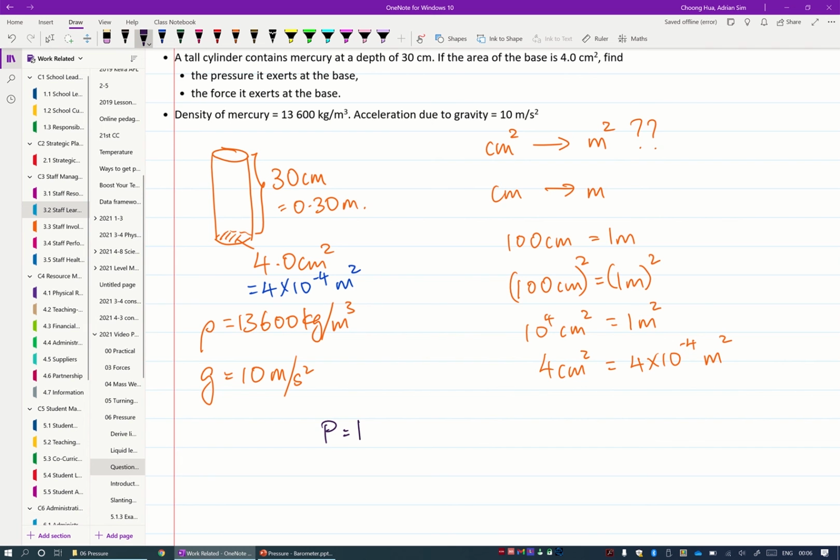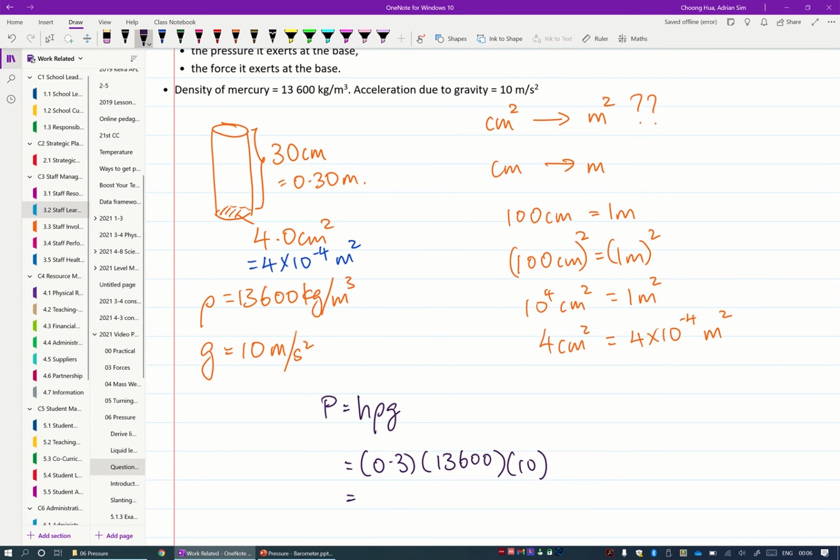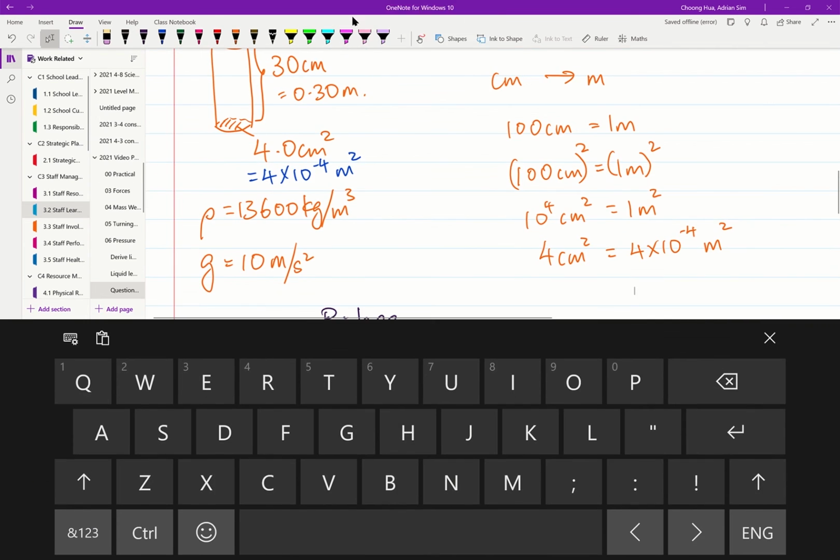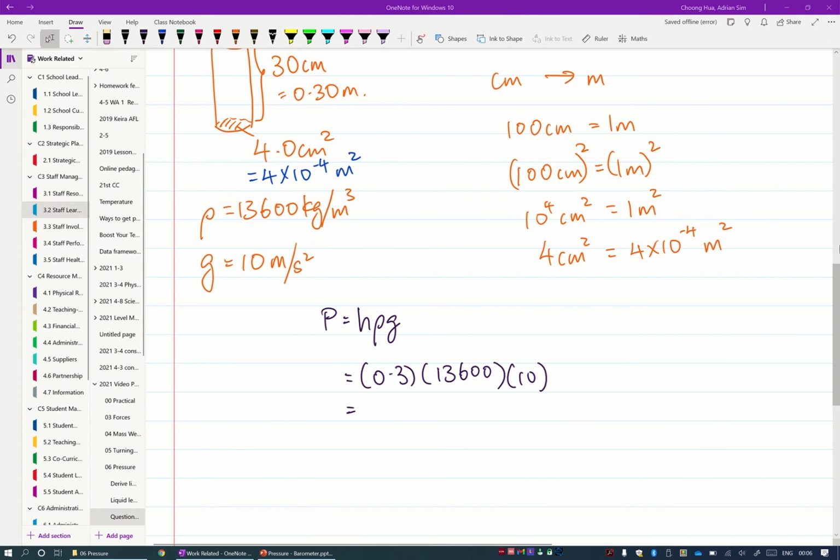So pressure equals H rho G. Vertical height will be 0.3, density 13600, G 10. And then we have 40800 Newton per meter square. So that's the pressure you have.